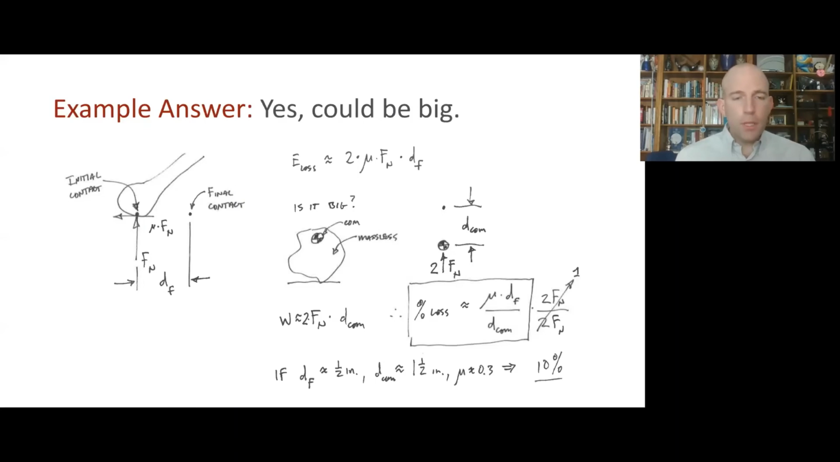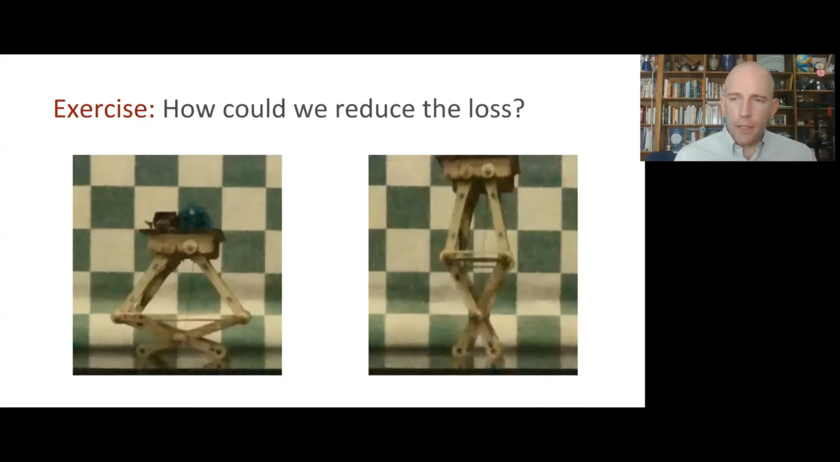And if we substitute some values in, guessing based on the checkerboard, and again looking up some coefficients of friction from an online source or textbook, we'll get something like 10% of the total useful energy in the system going into sliding friction at those feet. So again, pretty substantial. And then one last question here: how could we reduce that energy loss? So take a minute, write down some ideas, and come back to discuss. You can hit pause now.